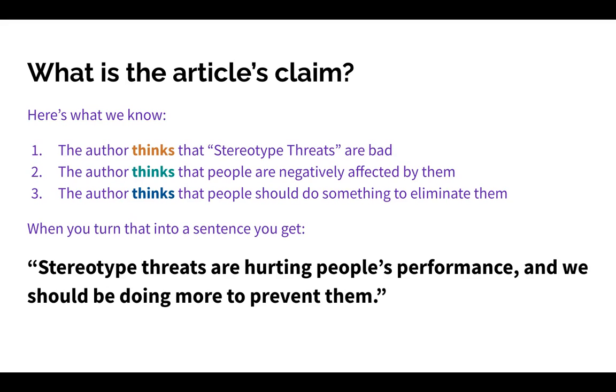Now, we've already talked about in previous Zoom meetings what the author's claim is. So let's review what we know about that. Number one, the author thinks that stereotype threats are bad. Number two, the author thinks that people are negatively affected by them. And number three, the author thinks that people should do something to eliminate them. When you put all three of those things together, you get a statement something like, stereotype threats are hurting people's performance, and we should be doing more to prevent them.